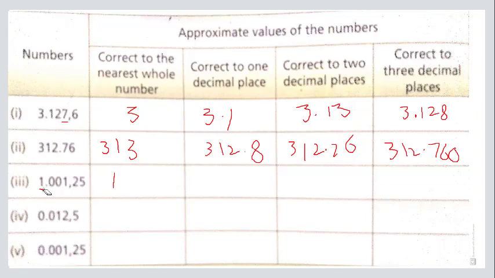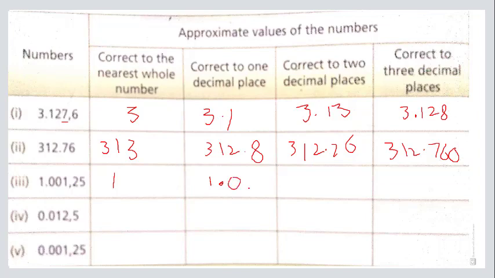Now to the first decimal place, the first decimal place is 0. Alright, so what do we do? You will have to underline the 0, and after the 0 there is another 0 which is less than 5, so this 0 remains 0, and you write 1.0, and this is the answer.